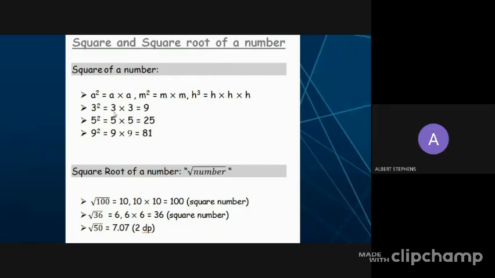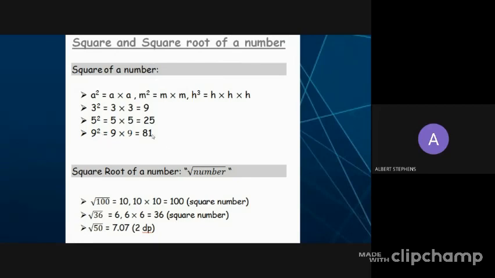Now 3 square would be 3 times 3, which is 9. 5 square, 5 times 5, which is 25. 9 square, which is 9 times 9, which is 80. Sorry, 9 times 9 is 81. So to find the square of a number, you just simply multiply it by itself. The error some students will make is to say, for example, 9 square is not 9 times 9, and the error that would make is to say 9 square is actually 9 multiplied by 2, which is incorrect.